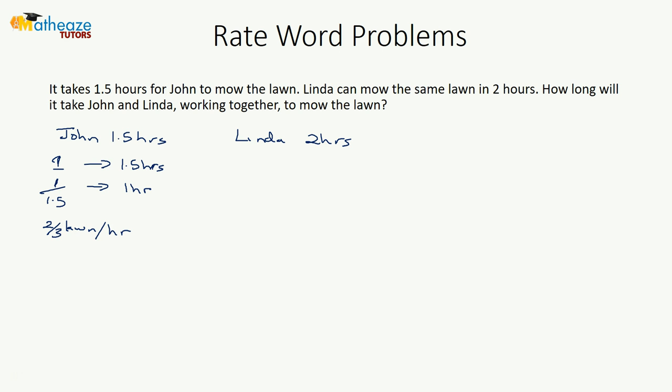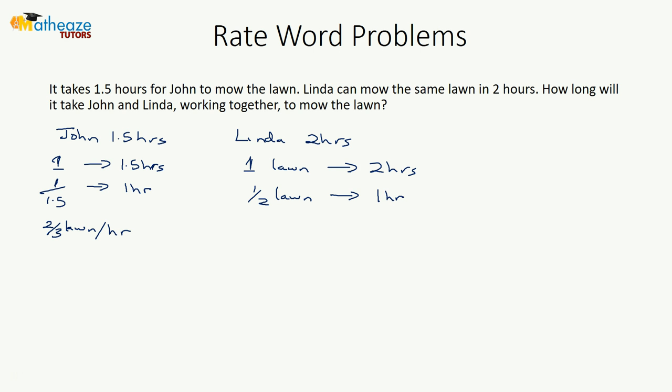Okay, for Linda, she can get through one lawn in 2 hours. So we want to find out her rate of work. The amount of work she can do in 1 hour is going to be 1/2 of the lawn. Now we want to find out, if they work together, what is their rate of work.